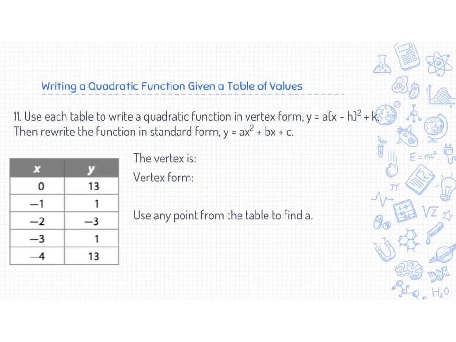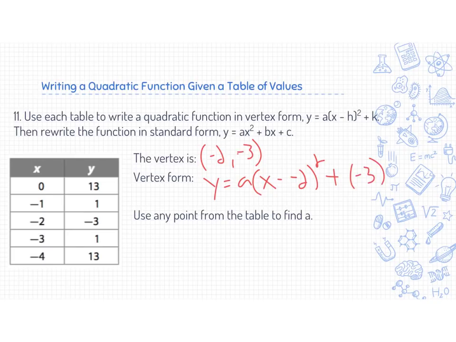So again, let's write from vertex form to standard form. So we have our mirrored values again. So our vertex is going to be at negative 2, negative 3. So our vertex form is y equals a times x minus h, which is a negative 2, squared, plus k, which is a negative 3. So simplifying that, you get y equals a times x plus 2 squared minus 3.